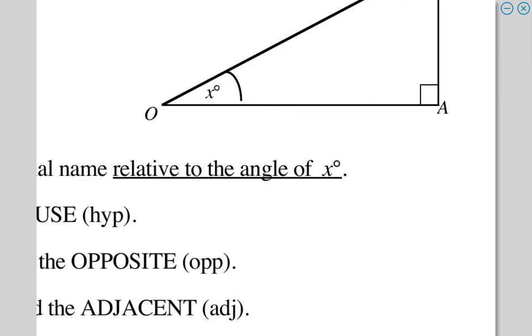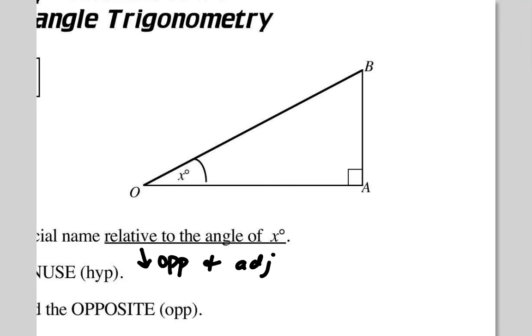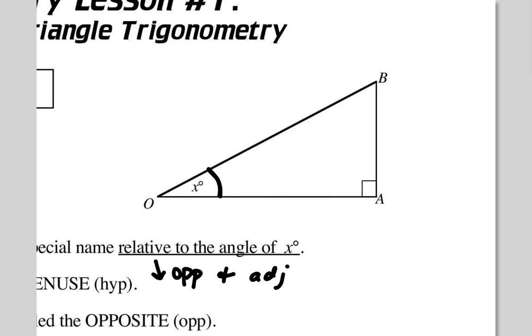Remember we talked about the sides that are relative? The ones that are relative will be op and adj. Those two can switch, op and adj. So depending on which angle you're working with, op and adj will switch. If you're going to care about angle O, then which side is op? AB. Hyp is clearly here, across from the 90. That forces ADJ to go here, yeah?